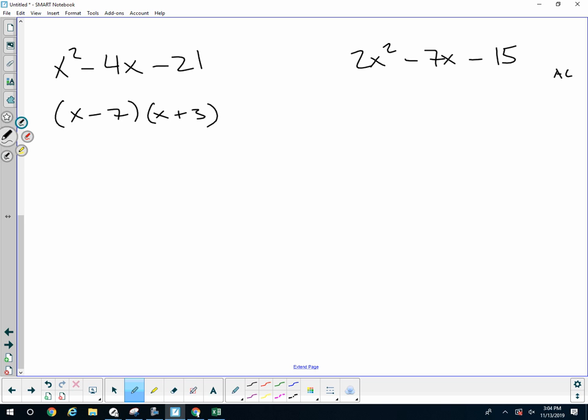A times C is negative 30. B is negative 7. You're looking for two numbers that multiply to get A times C and add to get negative 7. You will take those two numbers and rewrite your middle term using them. Now make sure you understand this is x's. So it should be blank x plus blank x. Please go ahead and do that step for me, everybody.